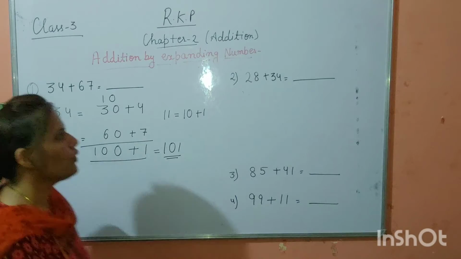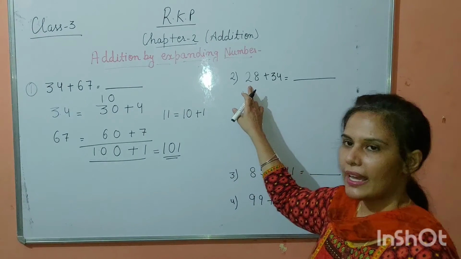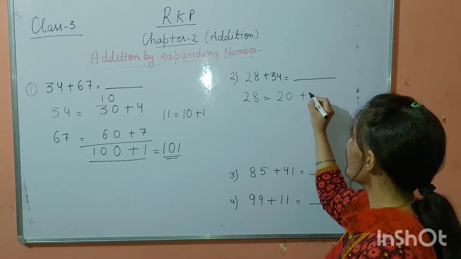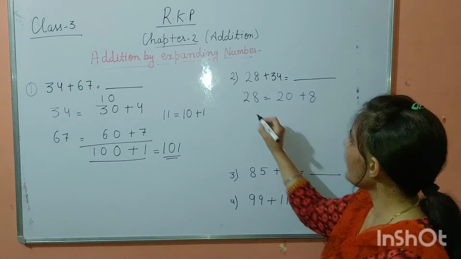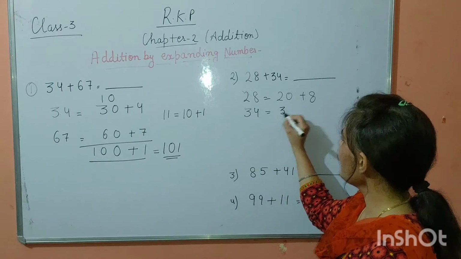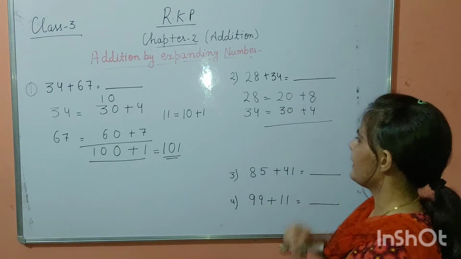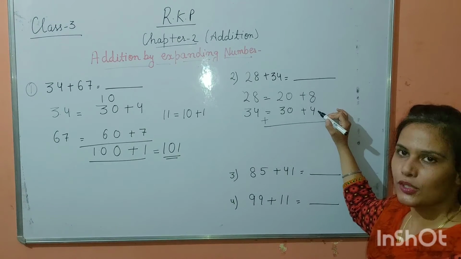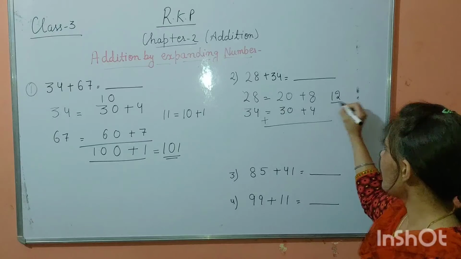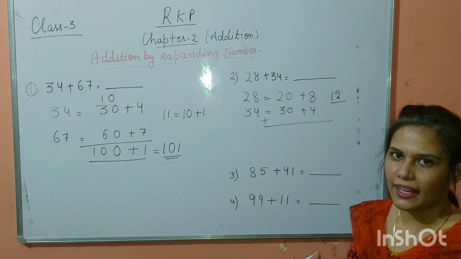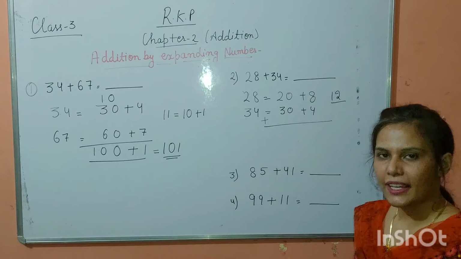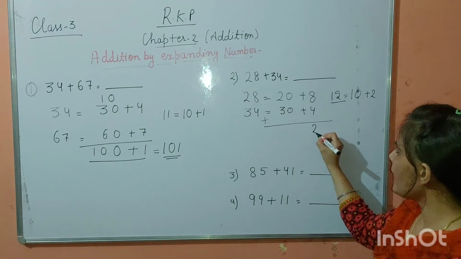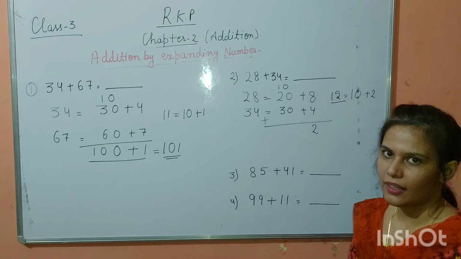Okay. Now come to the second question. When you take 28, expand it in expanded form. This will be 20 plus 8. Okay. Now add 34, which is 30 plus 4. Now add it. When you add it, put the plus sign here. When you add it, 8 plus 4, 12. If you get a number greater than 9, means a 2-digit number, you will again expand it. So expand it. 10 plus 2. 2 will come here and 10 will be here.